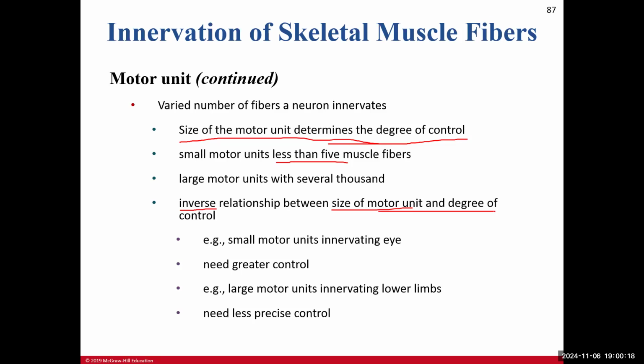Okay? So the example here is the eye. You're going to have small motor units there in those small muscles of your eye. So you're going to have a larger degree of control over those muscles in the eye. But think about the motor units that go to your thighs, to your legs, to your quadriceps. We all know what the quadriceps are. Those are going to be larger motor units, so they will have less precision and less control.